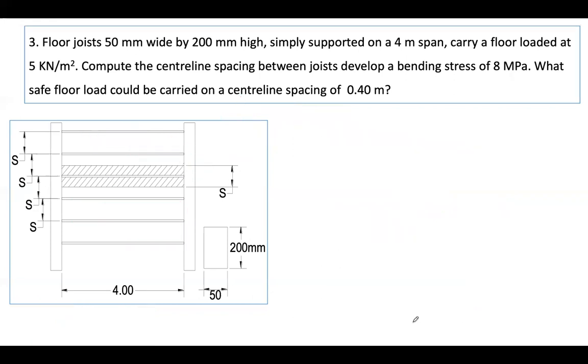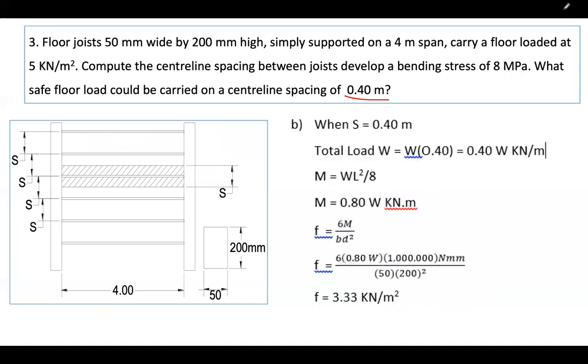So next is to compute what would be the safe floor load if the spacing is 0.4. Actually, it's just similar to the first question. The first question computes S. This second question computes the safe floor load. So S is 0.4, and instead of S, we compute W. We assume W here is in kilonewton per square meter, because when multiplied by 0.4, it became kilonewton per meter.